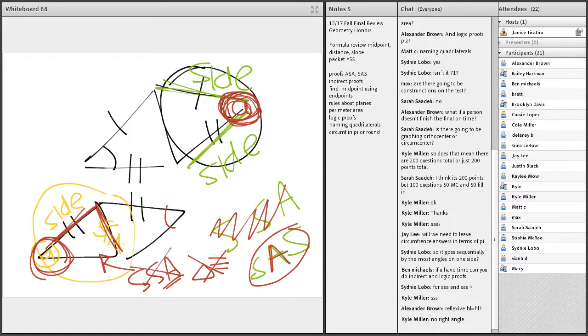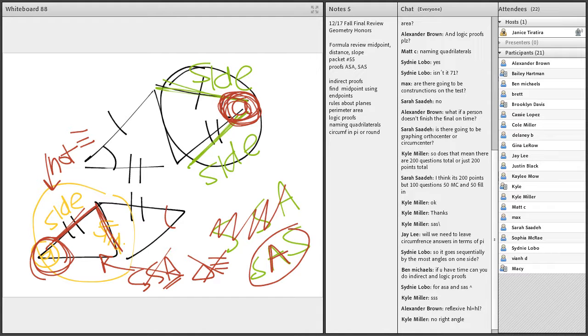Therefore, we don't know if they're congruent. Not sure. So not congruent, guaranteed. Okay. All right. Let's do indirect proofs. Then we'll do finding midpoint, and we'll do some logic and all that good stuff.